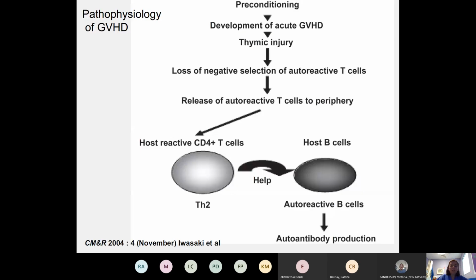And the pathophysiology of chronic GVHD, that should say up there, not just GVHD, it's basically this stage that makes this disease resemble a lot of the autoimmune diseases you'll be familiar with. So basically you get development of acute GVHD. That causes thymic injury. When you get thymic injury, what you lose out on is your T regulatory cells that are able to take out self-reacting T cells.